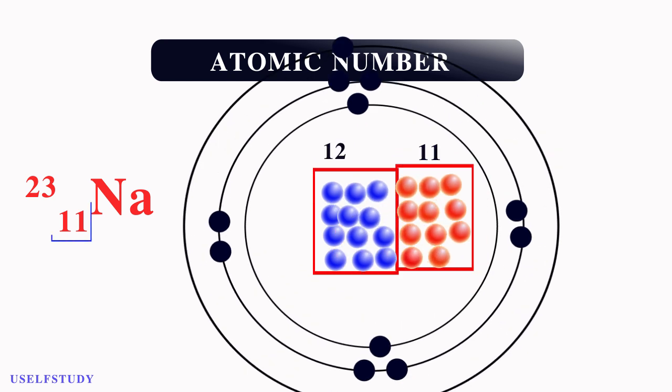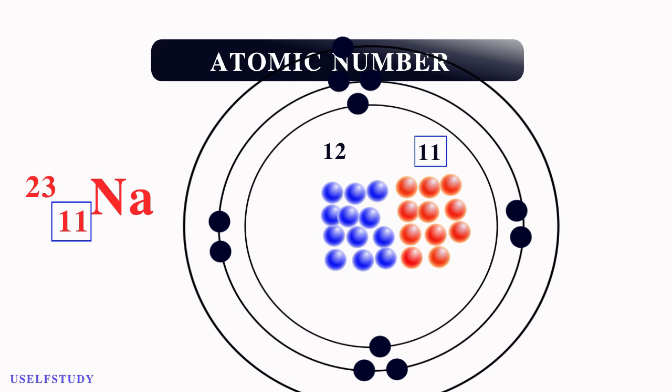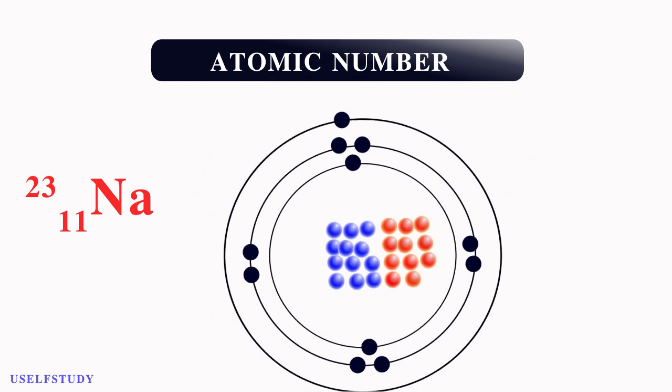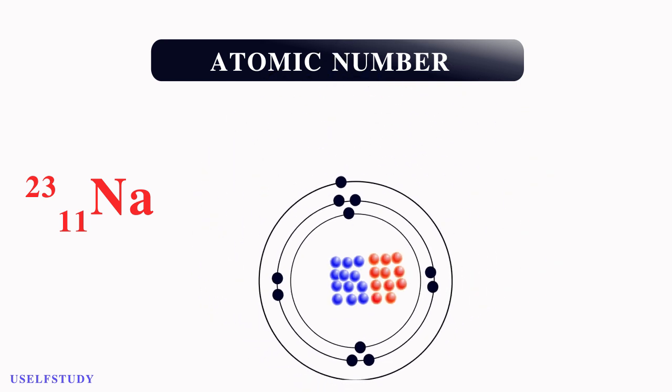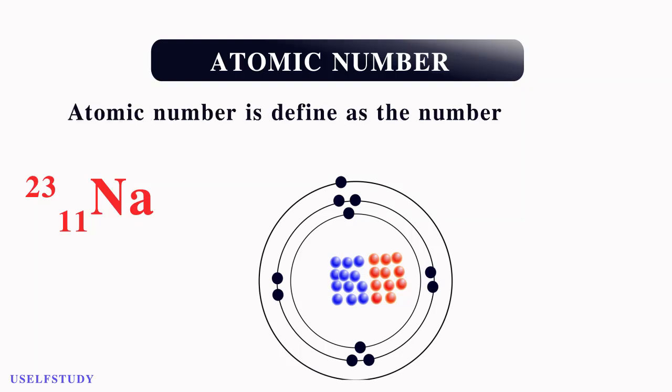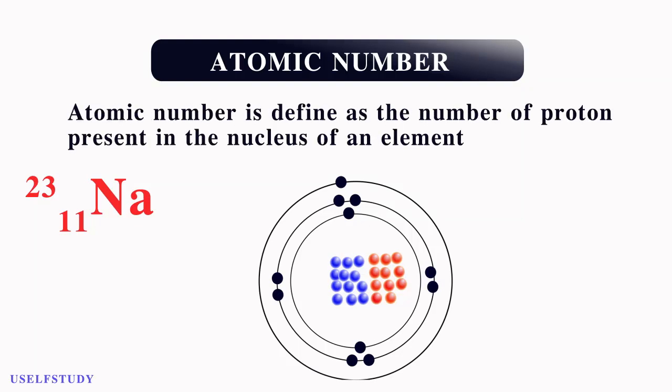Did you notice that atomic number and the number of protons have the same value? Well, that's because they are the same thing. The words atomic number and the number of protons are used interchangeably. So, we define atomic number as the number of protons present in the nucleus of an element.